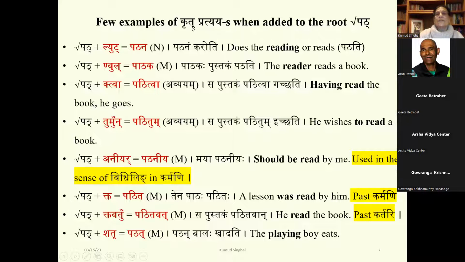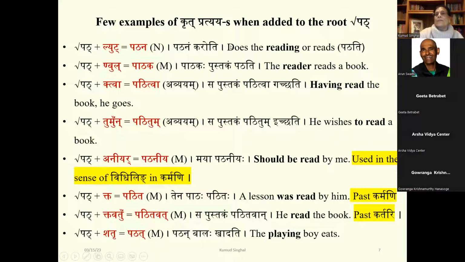So a few examples of the Krit Pratyayas when added to the root pat. You take the dhatu pat and you add a Krit Pratyaya lyut. And this simplifies, and the resulting new Pratipadikam is pathan. It is a neuter Pratipadikam. So in the sentence you will say pathanam karoti. So it's similar to pathati, does the reading. So from pat, adding a Krit suffix, you make a new Pratipadikam, which is pathan.